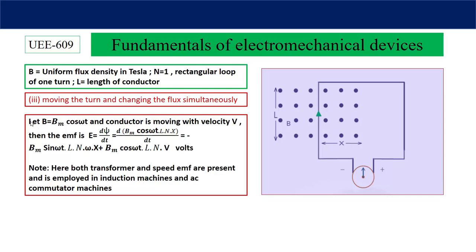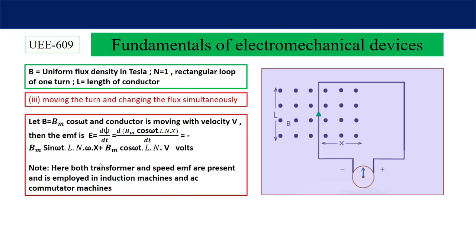To explain that, let's take B equals Bm cos omega t, and the conductor is moving with a velocity V. Then the EMF is e equals dψ/dt. Now in this case, the flux linked with the coil becomes Bm cos omega t times L times N times x. And e equals minus Bm sin omega t L N omega x plus Bm cos omega t L N v. So here both transformer and speed EMF are present, and it is employed in induction machines and AC commutator machines.